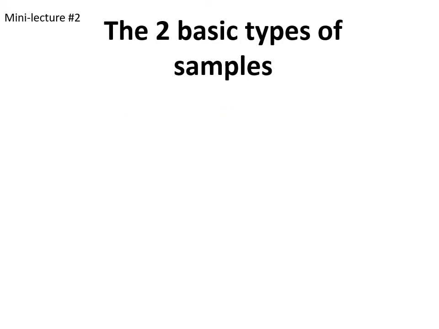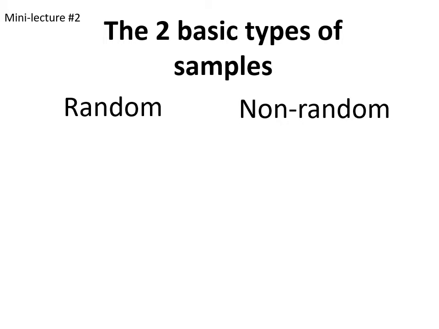And I know you've been taking notes about the difference between a sample and a population. I want you to continue taking notes now to think about the two basic types of samples or sampling procedures. And these are random and non-random. Sometimes random gets called a probability sample, and a non-random sample gets called a non-probability sampling procedure, or a non-probability sample.